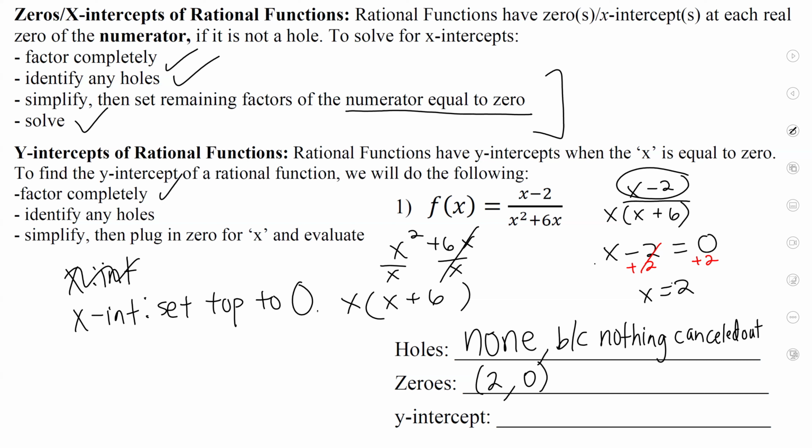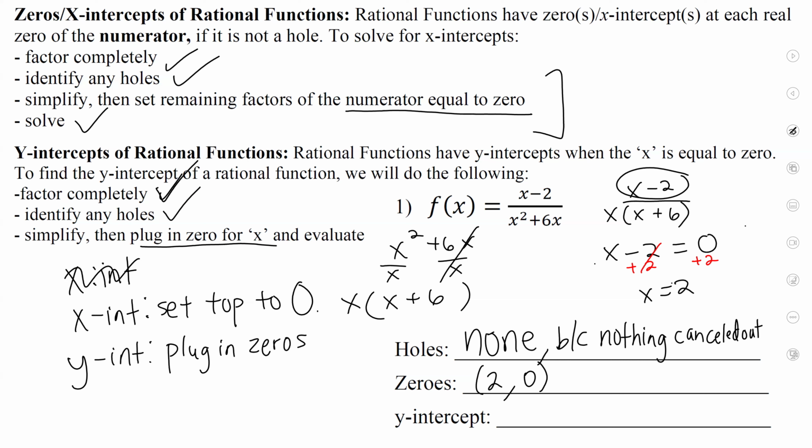Okay? Now let's talk about the y-intercept. We already factored. We said there were no holes. The last thing that we do is plug in 0 for x. So guys, write this down. These are your shortened notes. To find the y-intercept, plug in zeros. Everywhere you see an x, put a 0 there.